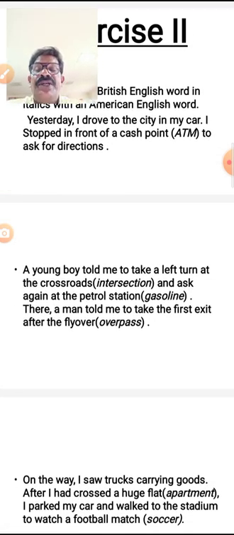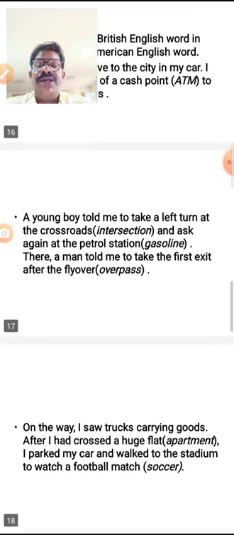Now let us come to the next one. A young boy told me to take a left turn at the crossroads. Crossroads is a British word. Intersection is an American word. And ask again at the petrol station. Once again, petrol station is a British one. Gasoline is the American one. There, a man told me to take the first exit of the flyover. Flyover is a British one. Overpass within the bracket is an American one.